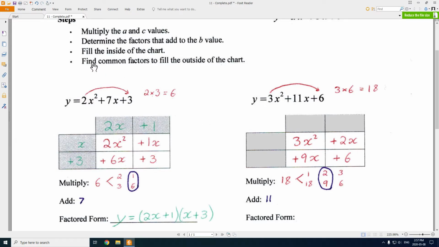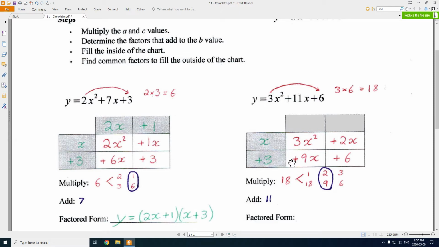And then we just go through each row and each column and we find the common factors to fill the outside of the chart. All right, first row. Is there a common factor there? Looks like I can factor out an x. That's it. Next row, is there a common factor? I think they both divide nicely by 3, plus 3.